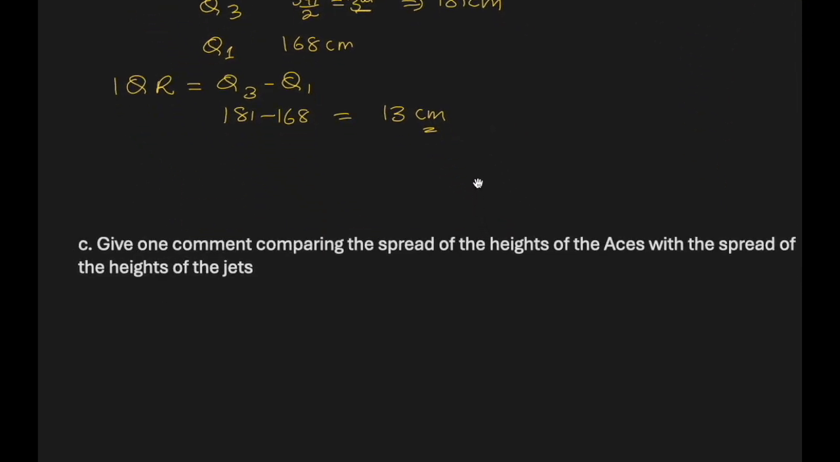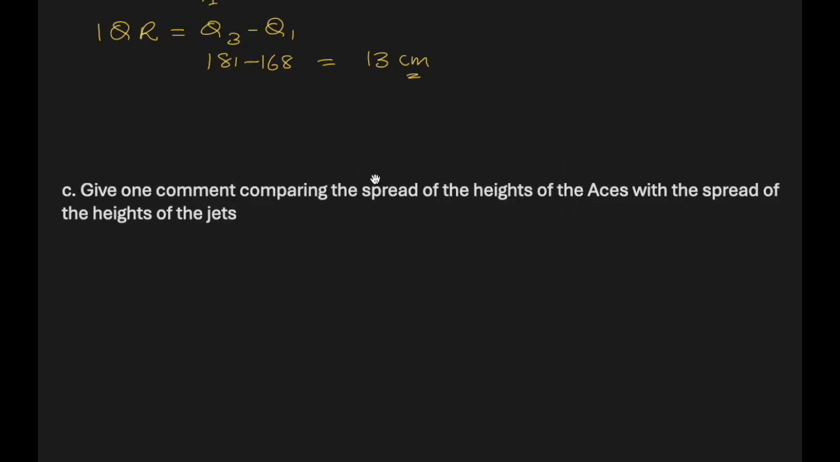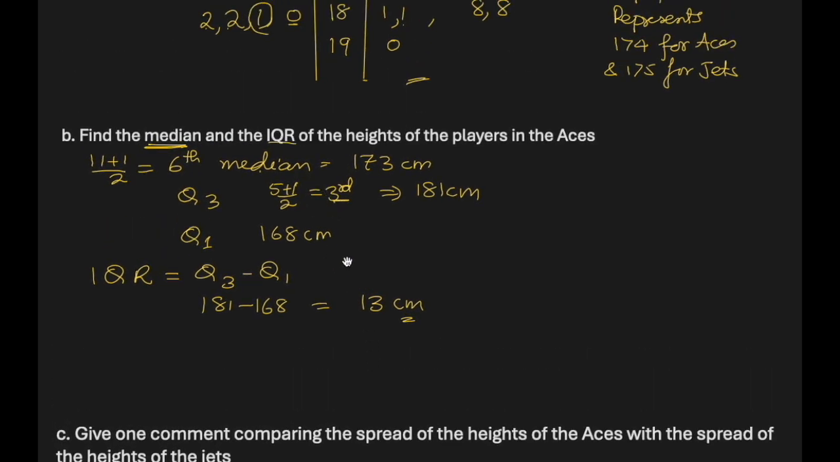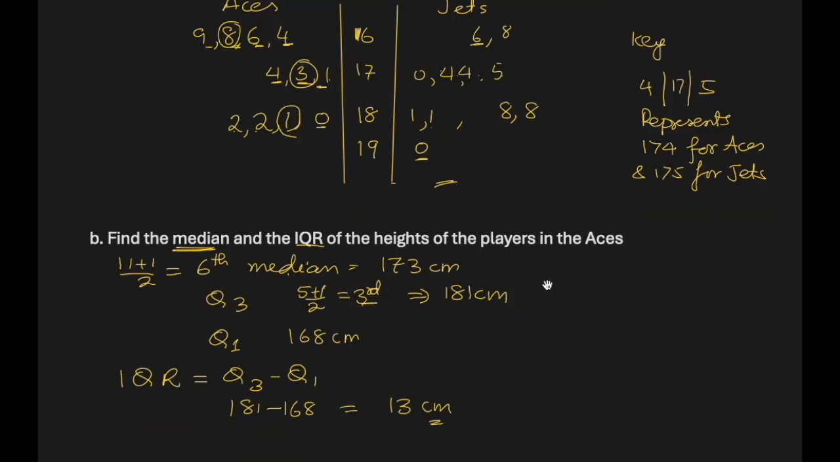Let's go to the C part. What does the C part say? It says: give one comment comparing the spread of the heights of aces with the spread of the heights of jets. So just a 1 mark question. We can see that these data points are very close to each other. The smallest here is 164, the smallest here is 166. However, the higher one is 190 here. It looks more spread out. We have just 2 here, 4 of them here.